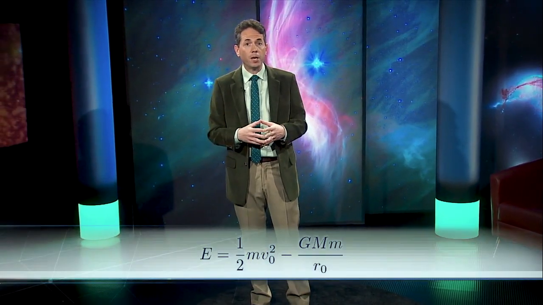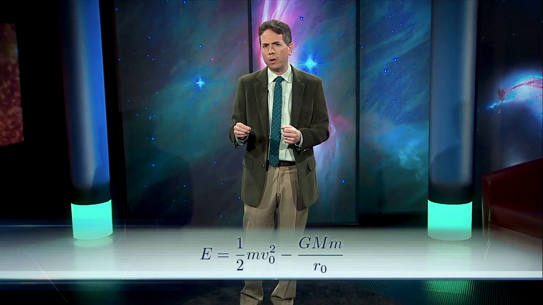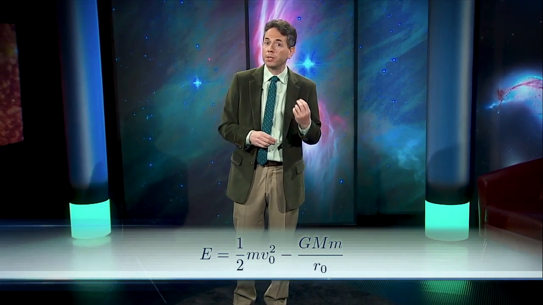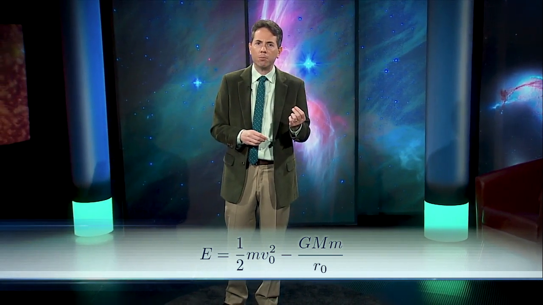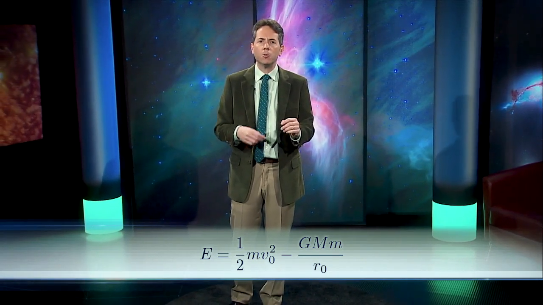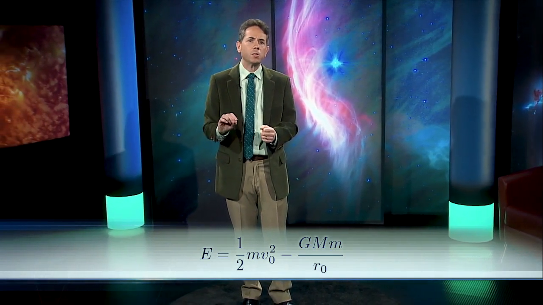We can figure that out based on the conservation of energy. The initial energy of the spaceship is the kinetic energy, 1/2 m v0 squared, plus the gravitational potential energy, minus G times big M, little m, over r0. Here, big M is the mass of the black hole, and little m is the mass of the spaceship.